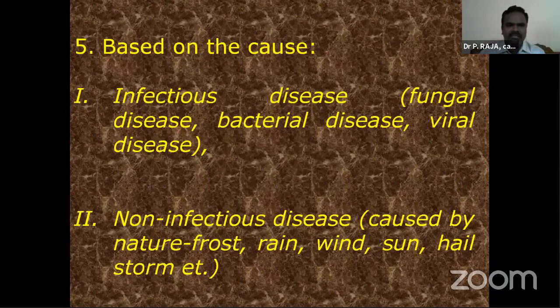And based on their causes: infectious diseases, such as fungal diseases, bacterial diseases, and viral diseases. Once the plants get infected, it may spread to another plant, so we call them infectious diseases. The other one is non-infectious diseases, caused by environmental factors such as high rainfall, wind, sometimes sun scorch, hail and storm, excess relative humidity, high soil moisture, and so on, as well as pollution and nutrition deficiency. All of these we call non-infectious diseases.